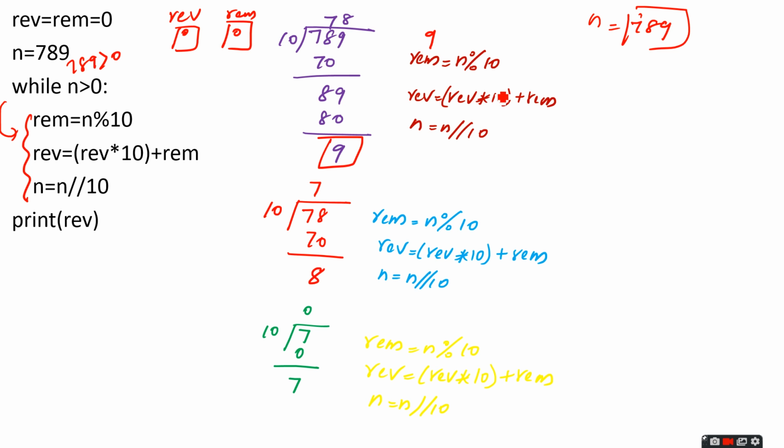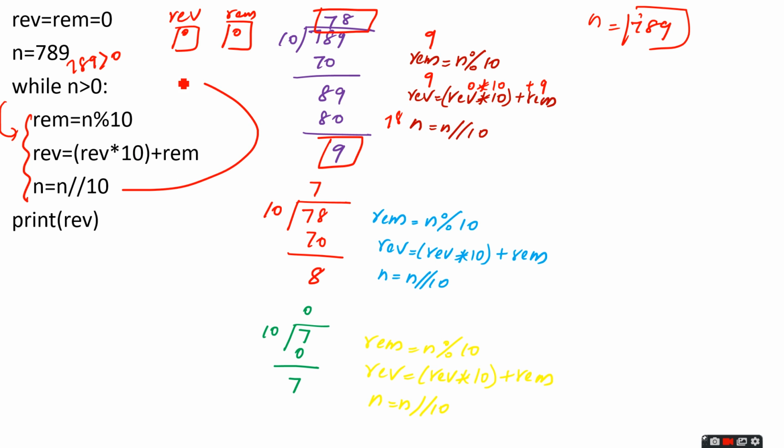Now we have to calculate the equation reverse equals reverse into 10 plus remainder. The value of reverse is 0, so 0 into 10 plus 9. So the value of reverse will be 9. Next we divide the number 789 by 10 and get the quotient. Here it is floor division, that means we get the quotient without the decimal part. The quotient is 78. Now the value of n is 78.